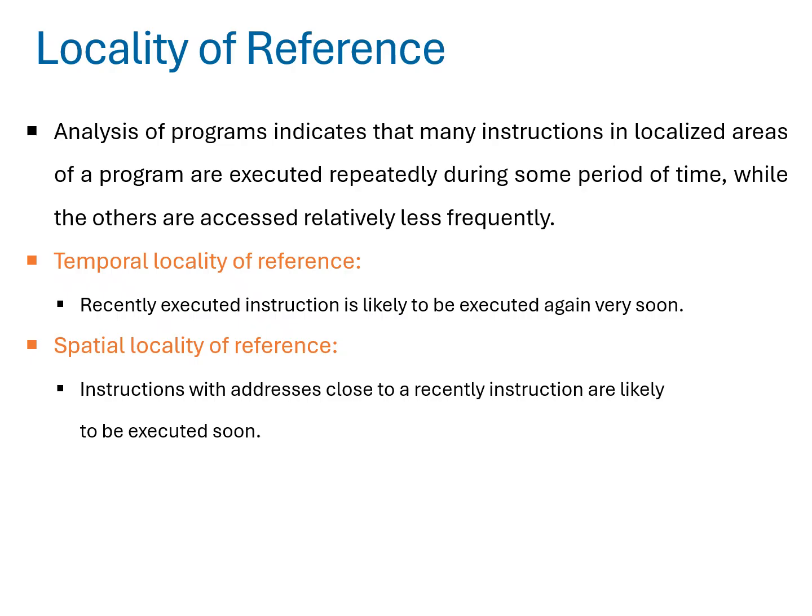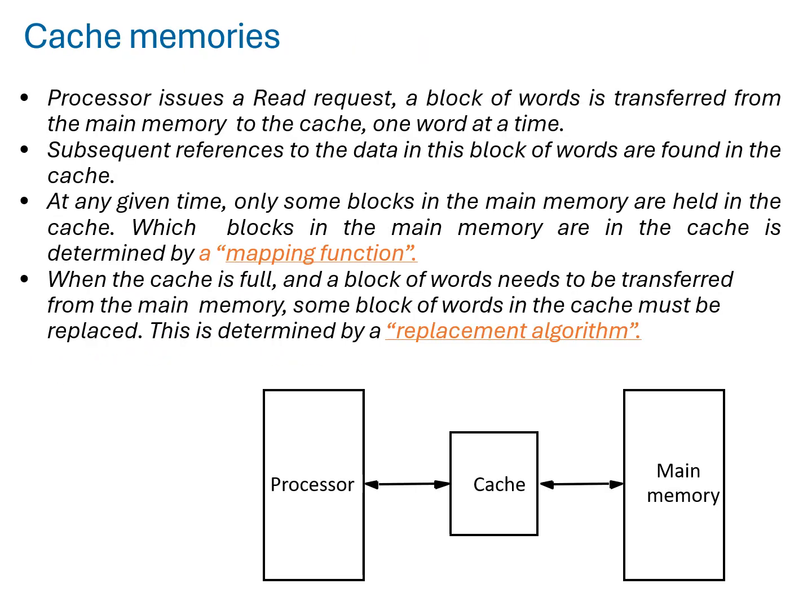So how do you keep the data or instructions in the cache memory? Based on locality of reference, either temporal or spatial. Temporal means the instruction which is executed will be used again, so it will be kept in the cache memory. Spatial means the instructions close to the recently used instruction will be kept in the cache memory.